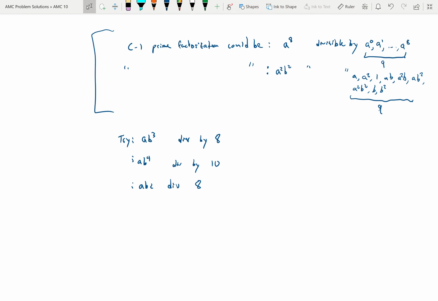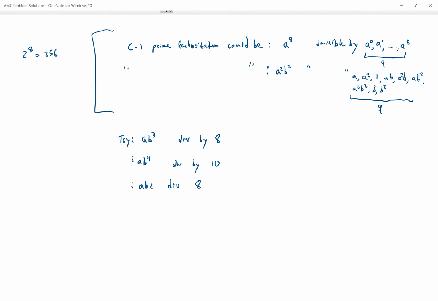That a to the 8th prime factorization, let's say even a is the smallest prime number. So let's just say if the prime factorization were a to the 8th, even if a were 2, the smallest prime number, 2 to the 8th, that's 256.